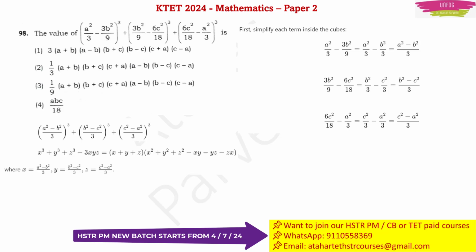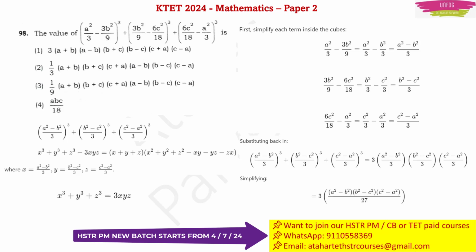Now you have to use this identity: if x plus y plus z is equal to 0, then x cube plus y cube plus z cube is equal to 3xyz. Because here I have only x cube plus y cube plus z cube style terms, I have to treat this with 3xyz. Substitute x as a square minus b square by 3, y as b square minus c square by 3, z as c square minus a square by 3. If you do all the simplifications, you will get option 3: 1 by 9 into a plus b into b plus c into c plus a into a minus b into b minus c into c minus a.